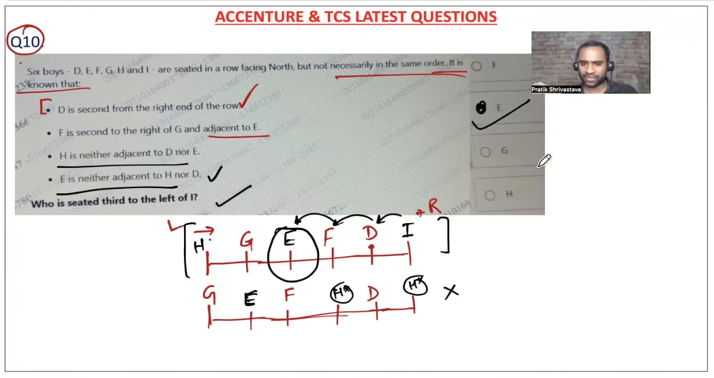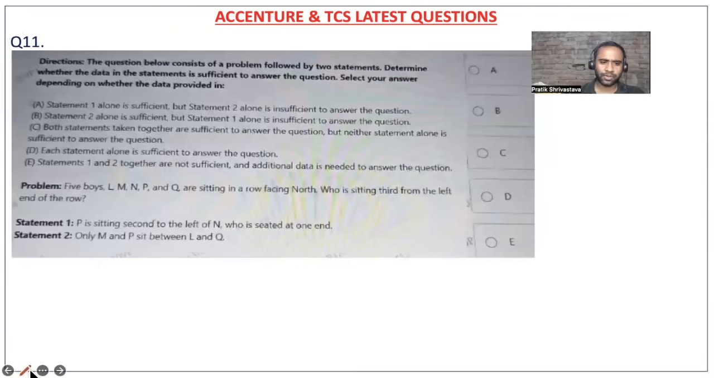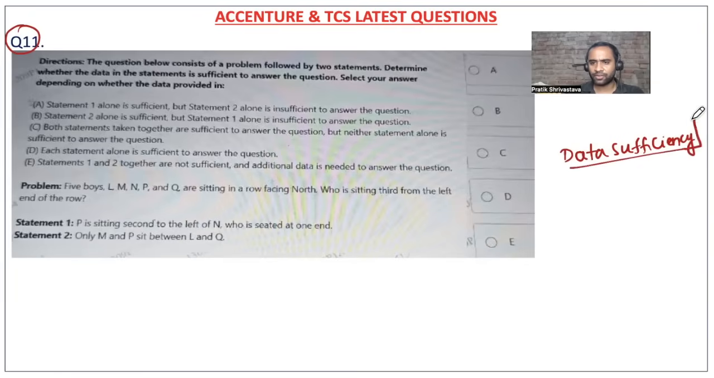Whenever you are solving this kind of problem, be very clear with the concepts, and try to figure out your left, right, movement, how you are going to place. Don't complicate the complete problem. Now, the next problem is a data sufficiency problem. So next will be nothing but a data sufficiency question.